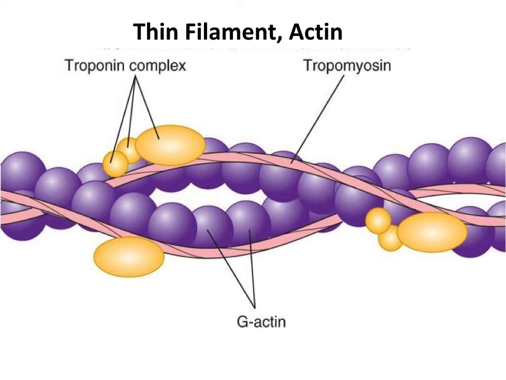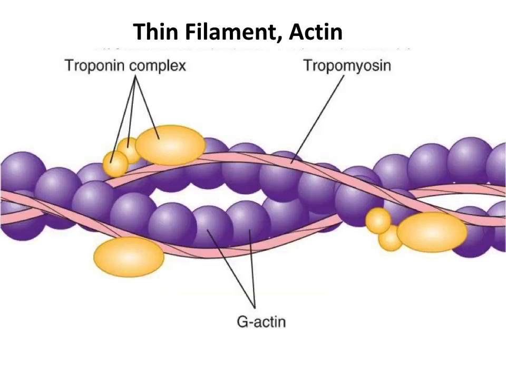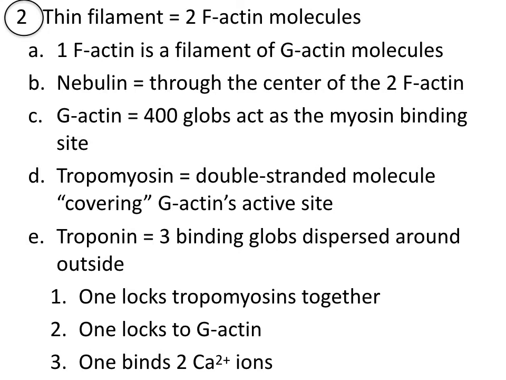So you see the pink. There's two strands of tropomyosin spun together. One of those troponin globs keeps that pink strand together. Another section of troponin locks to G-actin. So another one locks itself to the purple. And finally, the third one has a couple of little active sites, binding sites, that can accept two calcium ions.